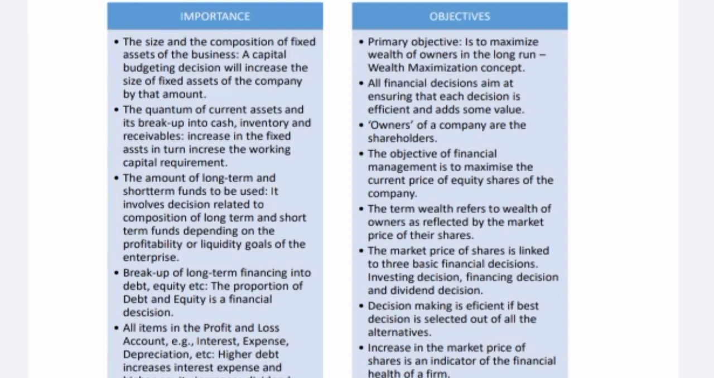The term wealth refers to wealth of owners as reflected by the market price of their shares. The market price of shares is linked to three basic financial decisions: investing decision, financing decision, and dividend decision. Decision making is efficient if the best decision is selected out of all the alternatives. Increase in the market price of shares is an indicator of the financial health of a firm.